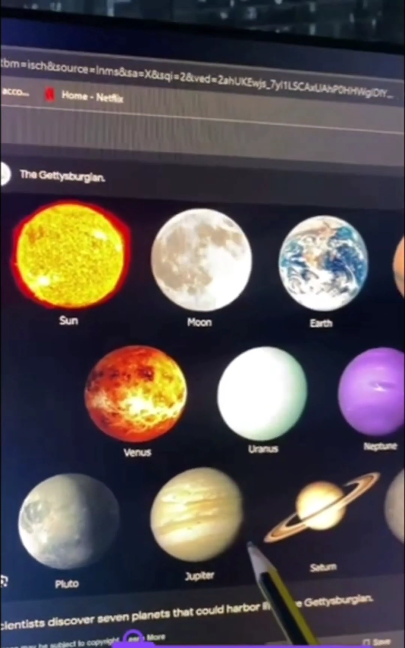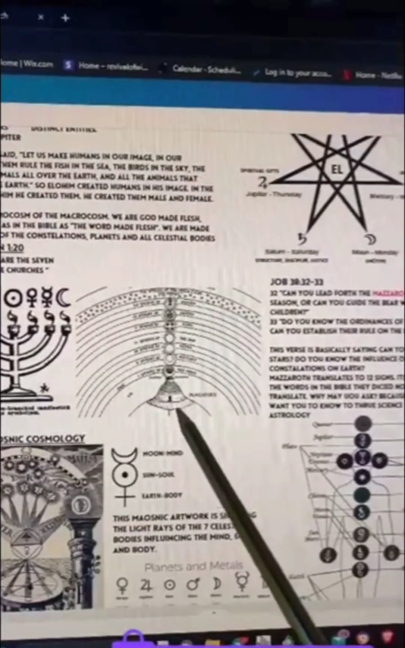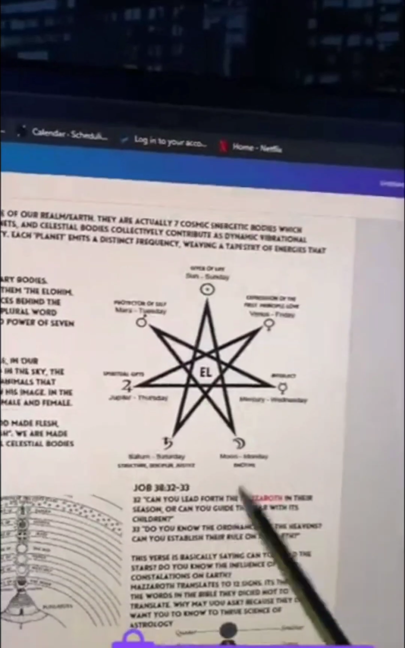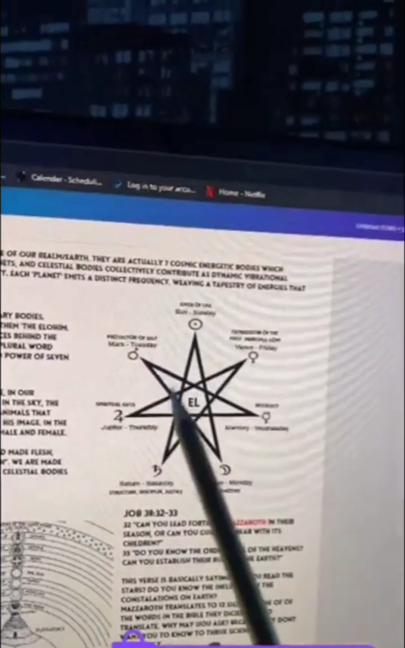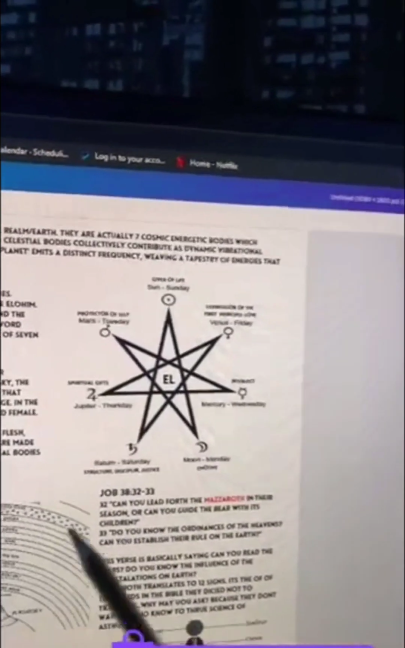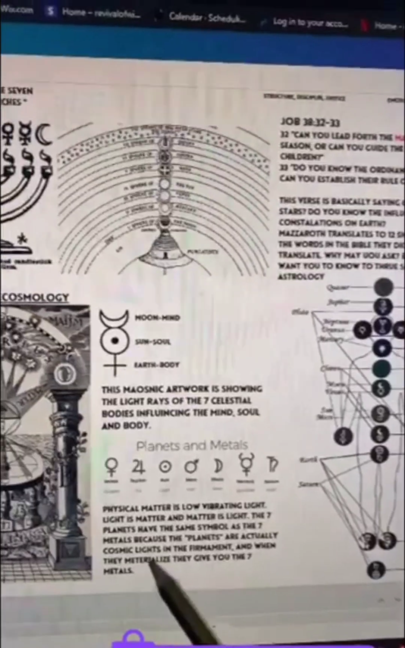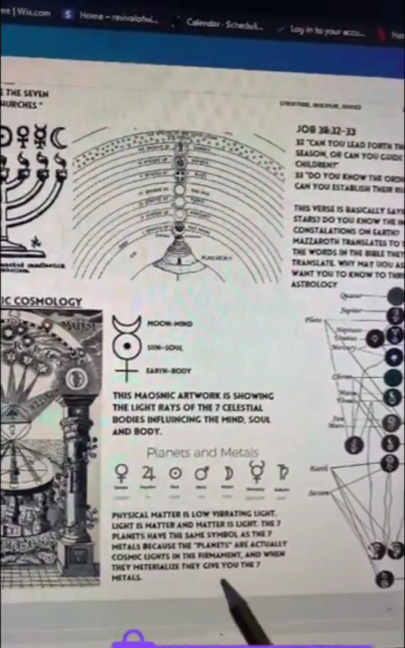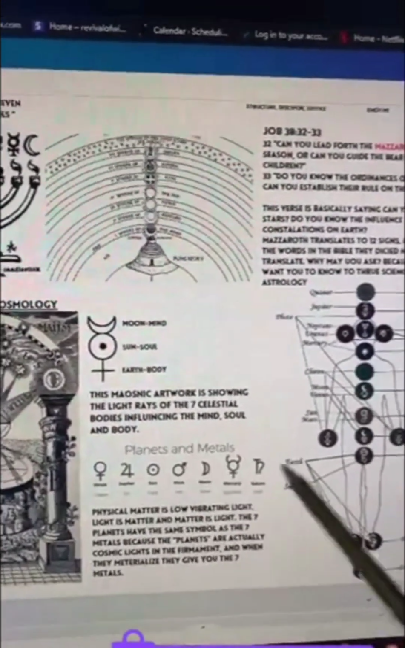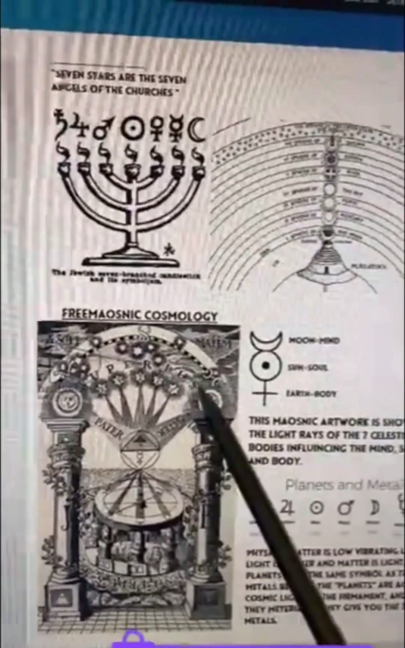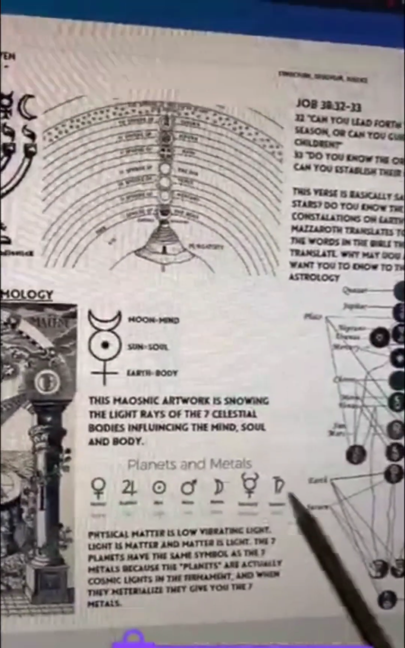The planets are not spinning balls in space. They are lights within the firmament. 7 planets give you the 7 days of the week. The Sunday for the sun, Saturn day for Saturn, Monday for moon. The physical world is made out of low vibrating light. 7 metals are the 7 planets. When the light of the 7 planets materialize, they give you the 7 metals.